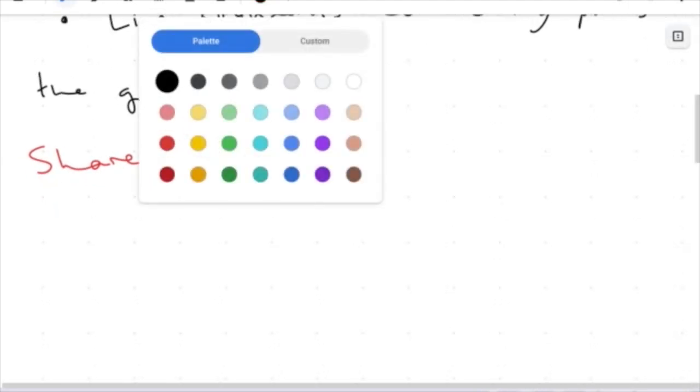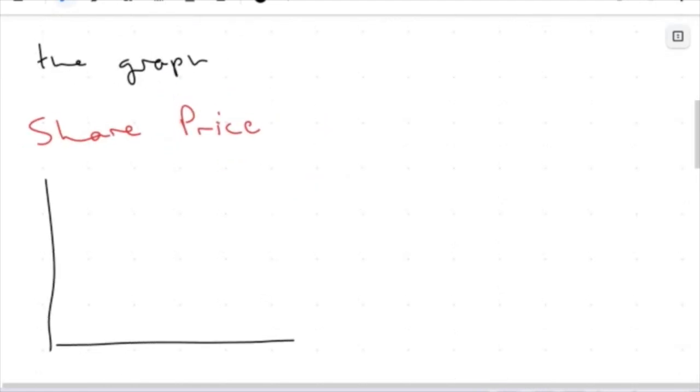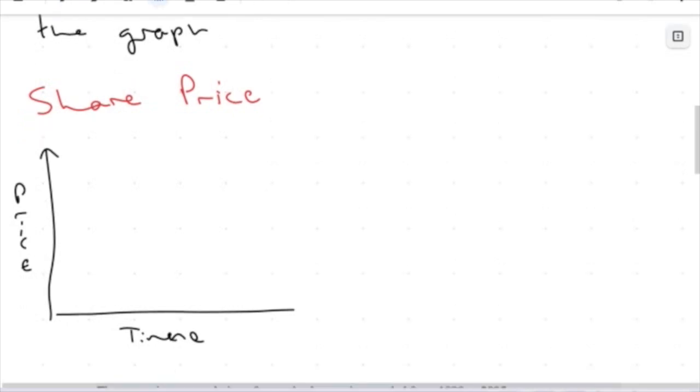So an example of this would be something like share price. So if we were to draw this, if any of you invest or know people that invest, you will know that shares have certain prices over time. So we can put our price here, and these change as the market changes. So as time goes by, that's shocking handwriting, our price changes.